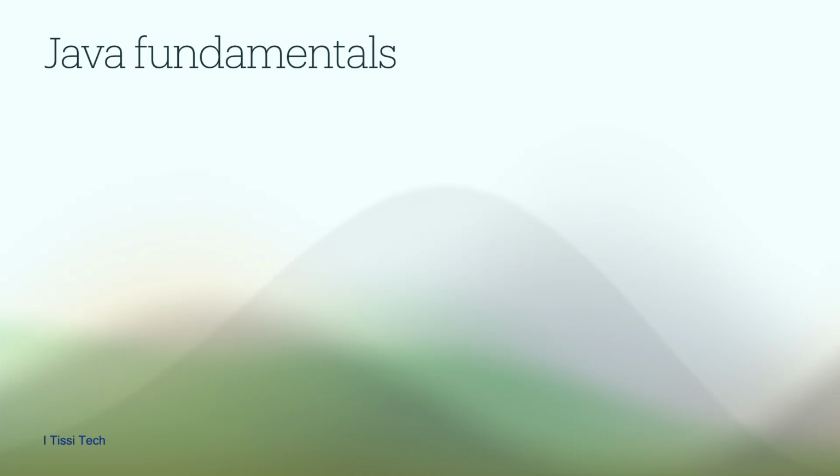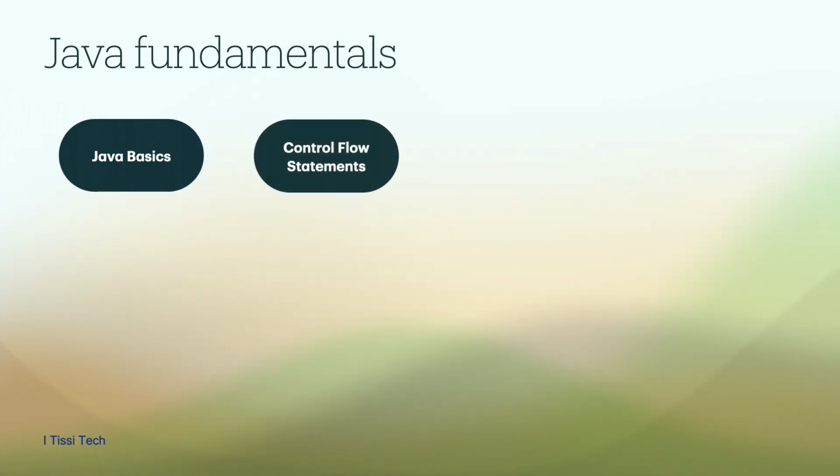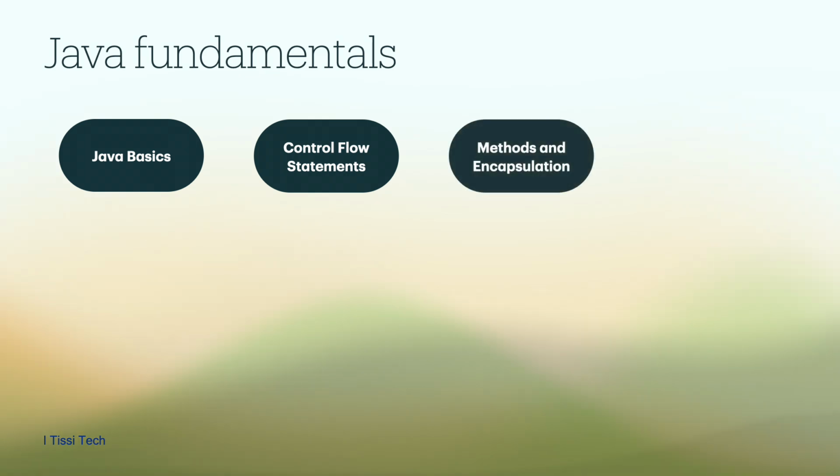Now, let's break down the Java fundamentals. You'll start with the basics: variables, data types, operators, and keywords. Then you'll move on to control flow statements like if-else, switch, and loops. Don't forget about methods and encapsulation. These are crucial for writing clean, maintainable code.